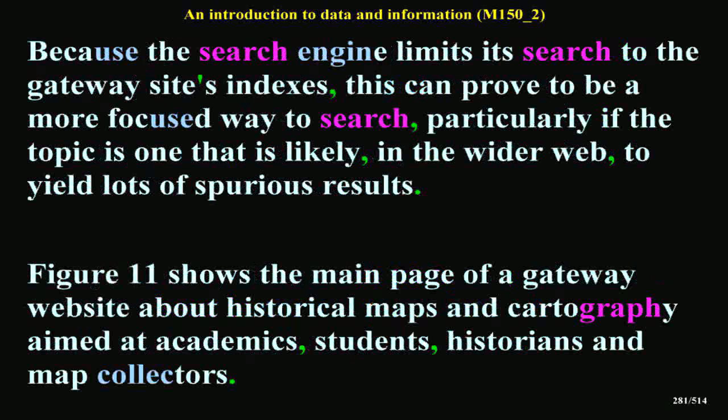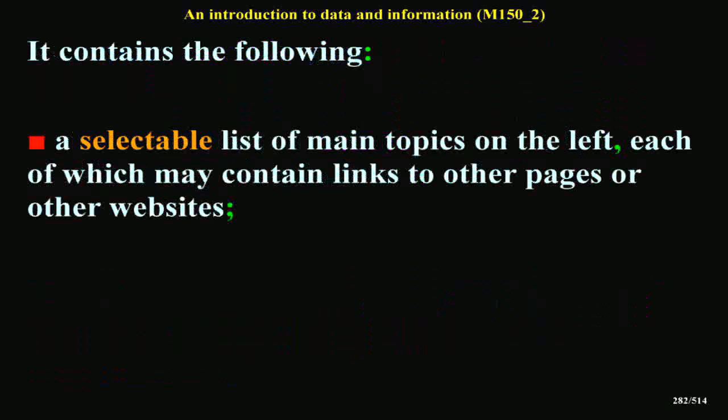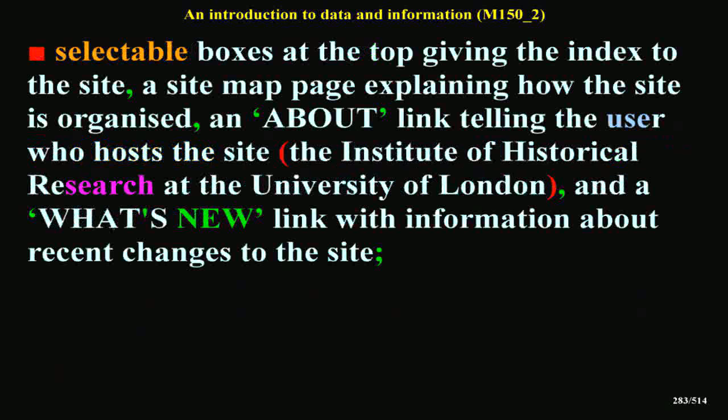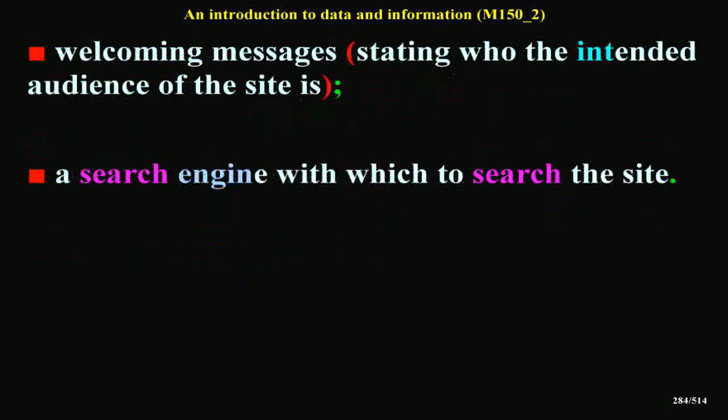Figure 11 shows the main page of a gateway website about historical maps and cartography aimed at academics, students, historians, and map collectors. It contains the following: a selectable list of main topics on the left, each of which may contain links to other pages or other websites. Selectable boxes at the top giving the index to the site, a sitemap page explaining how the site is organized, an about link telling the user who hosts the site, the Institute of Historical Research at the University of London, and a what's new link with information about recent changes to the site.